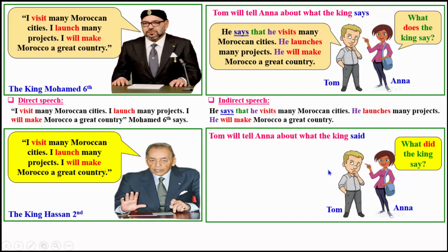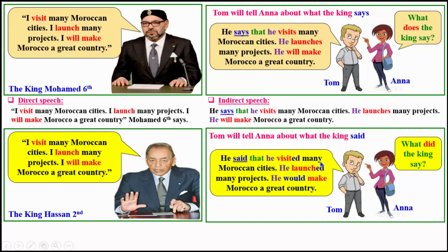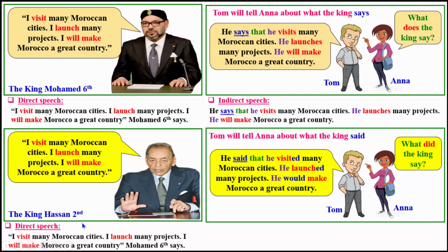Tom will tell Anna about what the king said because he said this in the past, because like I said, he died a long time ago. So Tom said that he visited many Moroccan cities, he launched many projects, he would make Morocco a great country. Remember again, because these are the words of the late king of Morocco, Hassan II, we call this direct speech because it's his own words.